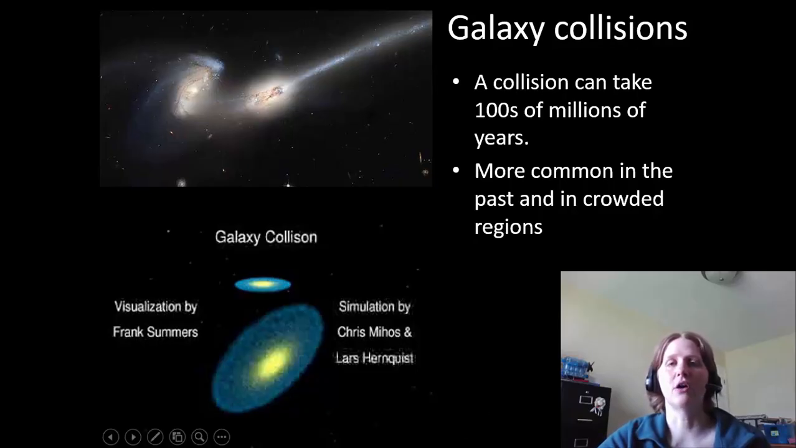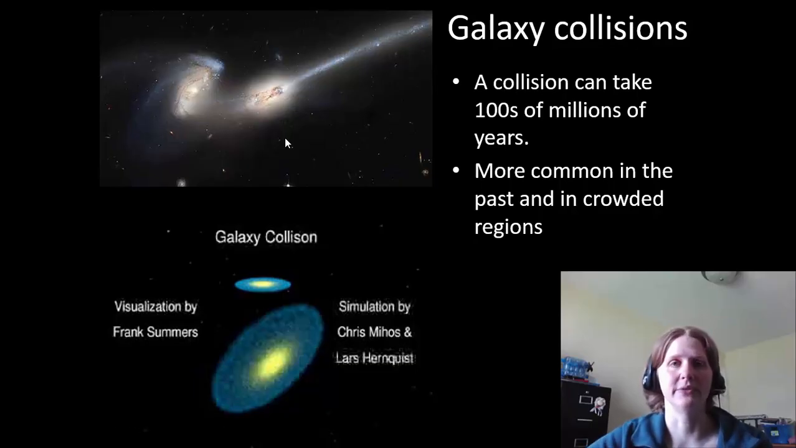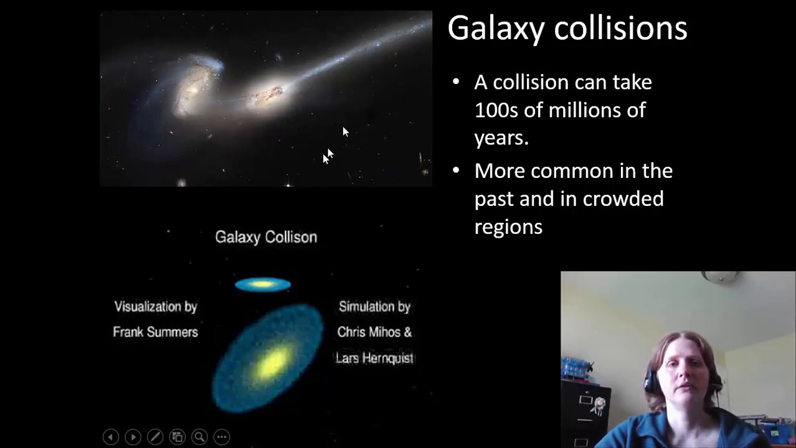So galaxy collisions are not rare, they do happen. One galaxy collision might take 100 million years. So this collision happening right now between these two galaxies isn't complete. It's still in the process of happening, but because our lifetimes are so short, we just see this snapshot. So if we want to understand what happened in this collision and what might happen in the future, the best way for us to do it is to do a simulation in a computer.